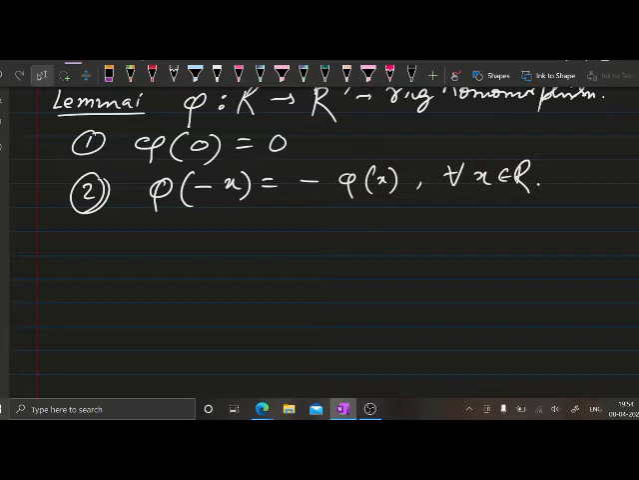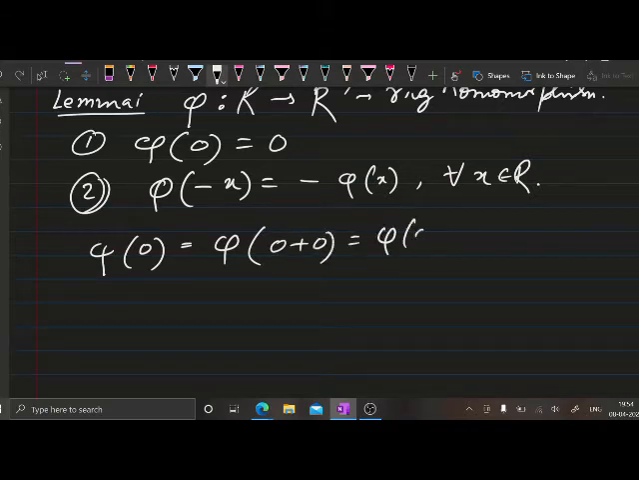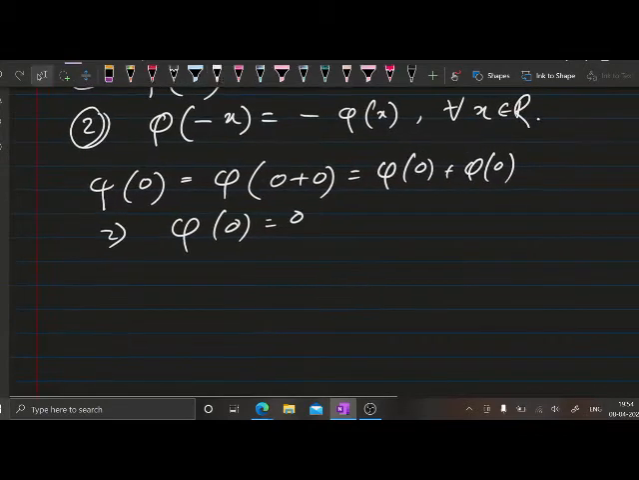So these are immediate, because suppose you take phi 0. Then phi 0 can be rewritten as phi of 0 plus 0, that is phi 0 plus phi 0, and from this you can cancel out phi 0 from both sides, and you will have phi 0 equal to 0.